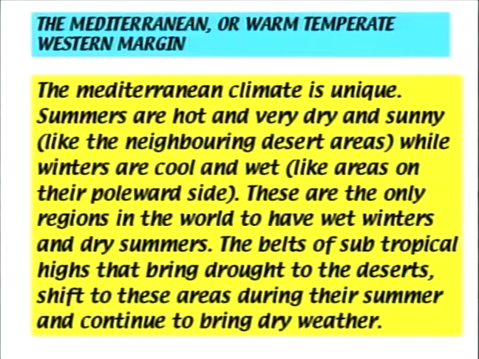The belts of subtropical highs that bring drought to the deserts shift to these areas during their summer and continue to bring dry weather. That is also another important point, and it will come together with the controls when we come to looking at the summary.